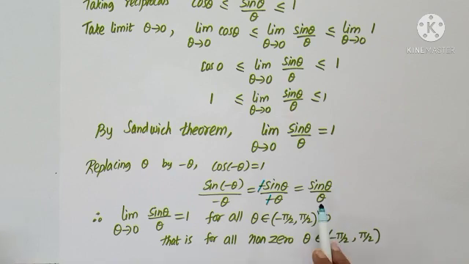Why? Theta is in the denominator. Whenever we have something in the denominator, ensure it is not 0. So in this interval minus pi by 2 to pi by 2, eliminate 0 alone. For all the remaining values of theta, as theta tends to 0, we get sine theta by theta is 1.